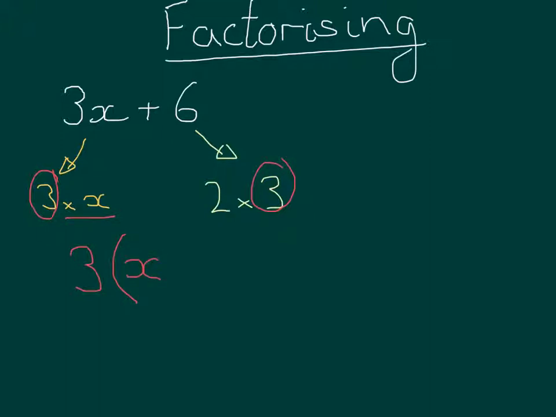What do I times the 3 by to get to 6? I still have a 2 here, so it must be 2. But it's not just 2, it's a positive 2, because we want a positive 6 as our answer. And 3 times positive 2 is positive 6.